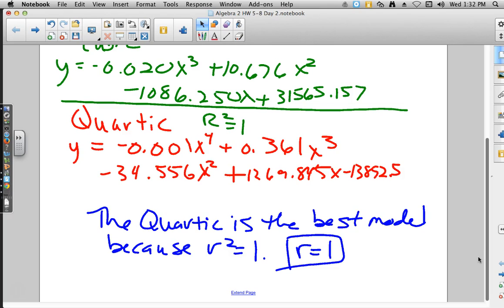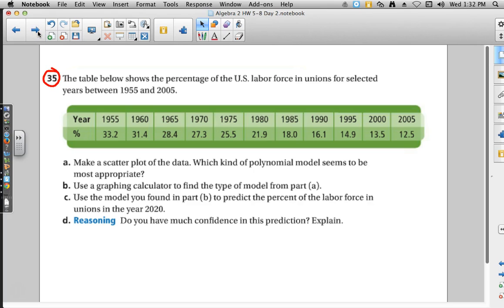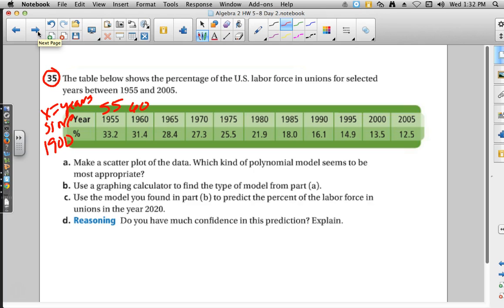The next one is number 35, and we've got a table below that's showing the percentage of the U.S. labor force in unions for selected years between 1955 and 2005. So again, instead of punching in the 19s, I would just do x equals years since 1900. And that'll take a little bit of the punching out of the way here.